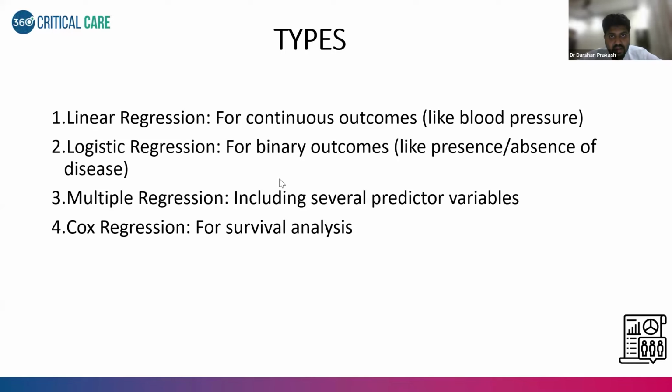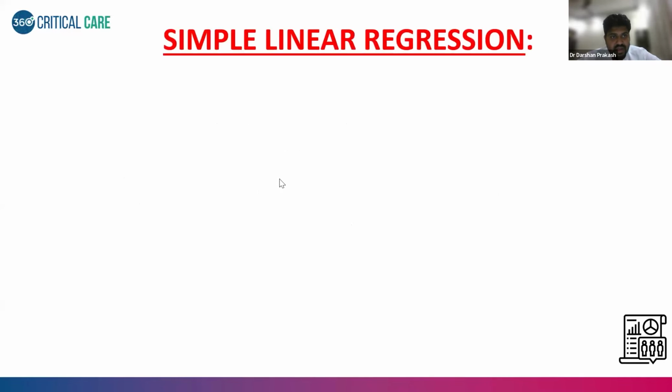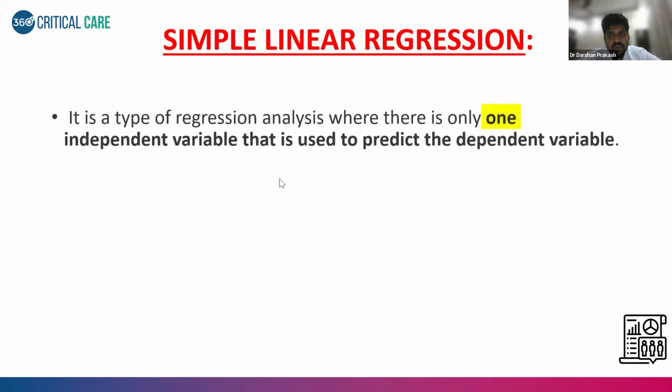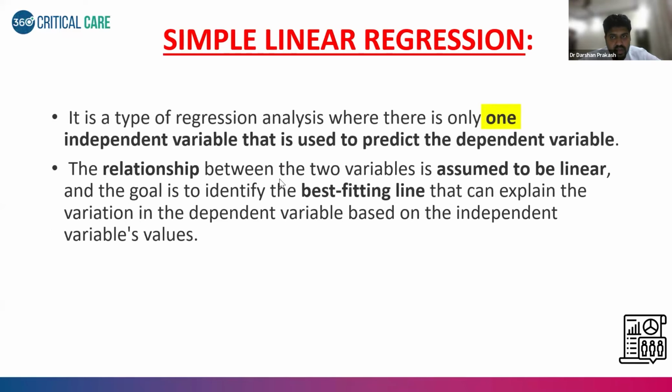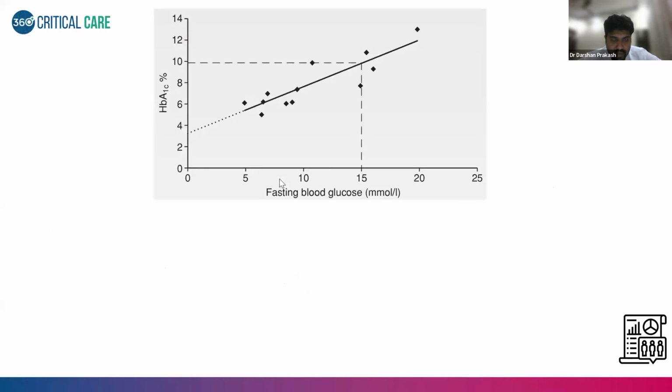Coming to what is linear regression, it usually has one independent variable used to predict the dependent variable. So only two things are being taken into account. It is usually assumed to be linear, and the best fitting line is what is usually taken for determining the regression analysis. So the same thing that we can take up: the fasting blood glucose value against the HbA1c value.